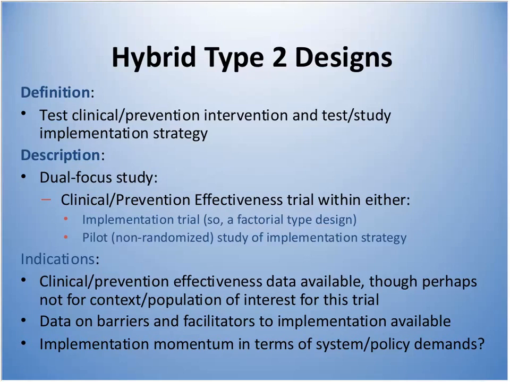For indications here, we offered for moving into the type 2 area that there should be clinical/prevention effectiveness data available, though perhaps not in the context or population of interest for your trial. And if there is some there too, great. There also should be data already on barriers and facilitators to implementation, some of that pre-implementation work to help develop either the pilot or more fully formed implementation strategy, which really needs to have already been done. And we also came up with this term of implementation momentum.